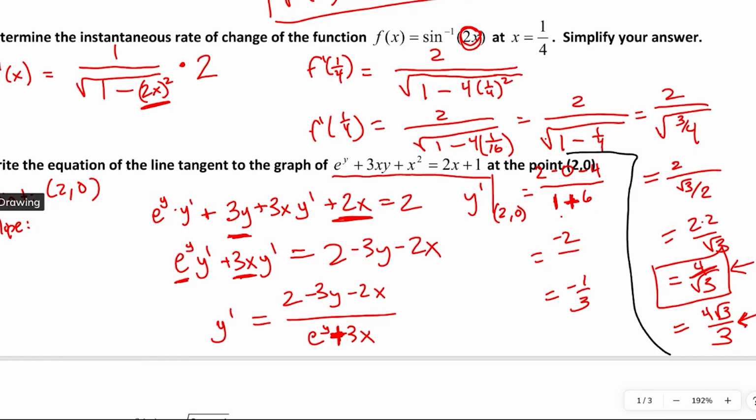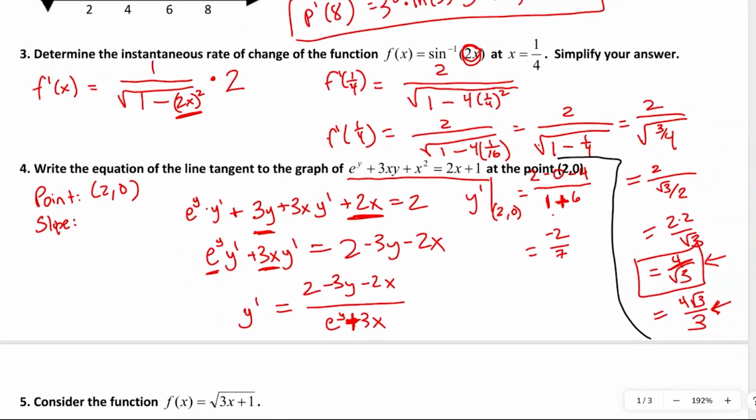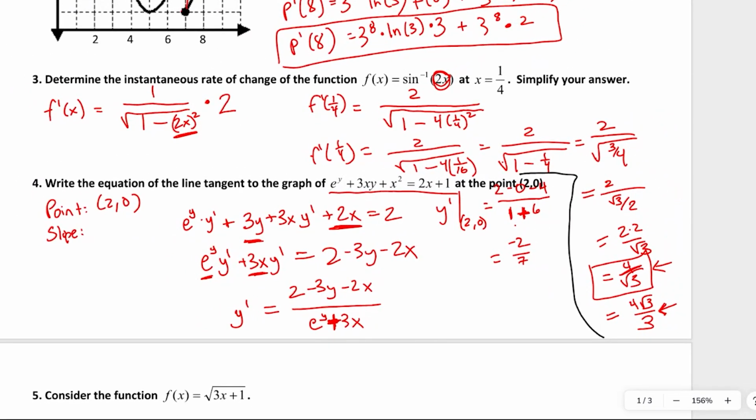This has got to be plus. 1 plus 6 is 7. And so this is not going to be negative 1/3. It's just going to be negative 2/7. So that's going to be the slope. Let's zoom back out here. It's negative 2/7. And so now we're ready to write our equation. y minus 0 equals negative 2/7 times x minus 2.